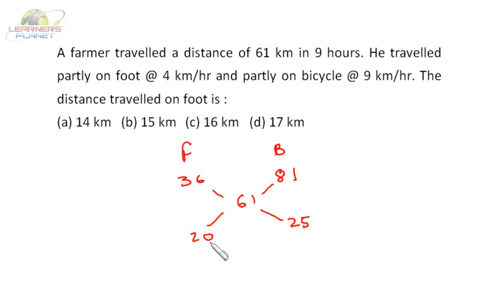So this is the ratio of time, that is 4:5. So 4 hours he is walking on foot. So 4 hours at the speed of 4 kilometers per hour, he'll be traveling 16 kilometers.